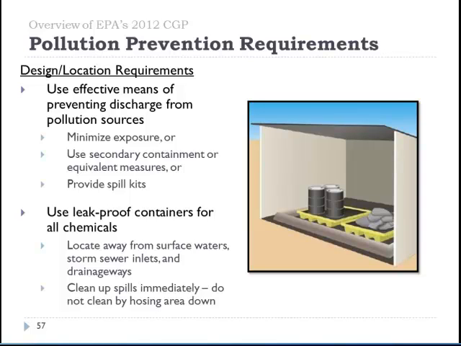The permit also requires that for all chemicals you must use leak-proof containers. Chemicals must be located away from surface waters or other inlets, such as stormwater inlets and drainage ways, which could end up in surface waters. And then for any spills that do occur, you must clean them up immediately, and they cannot be cleaned by being hosed down.